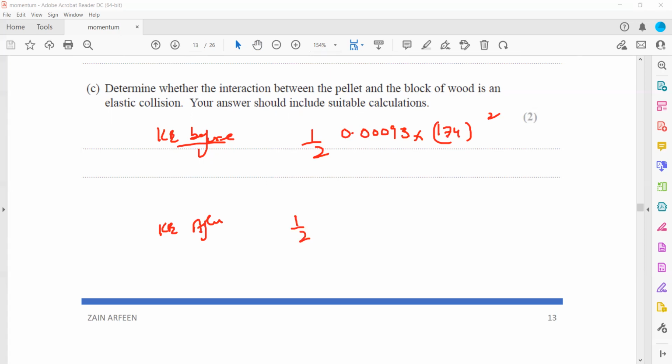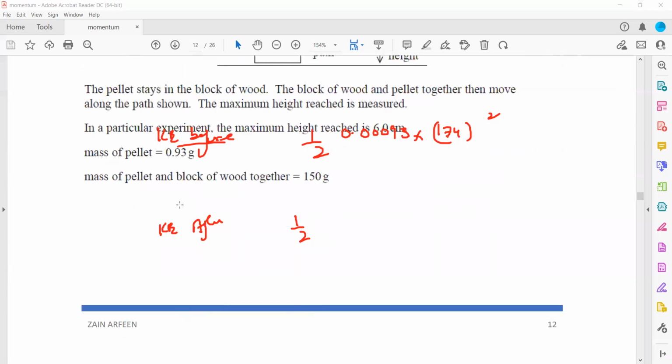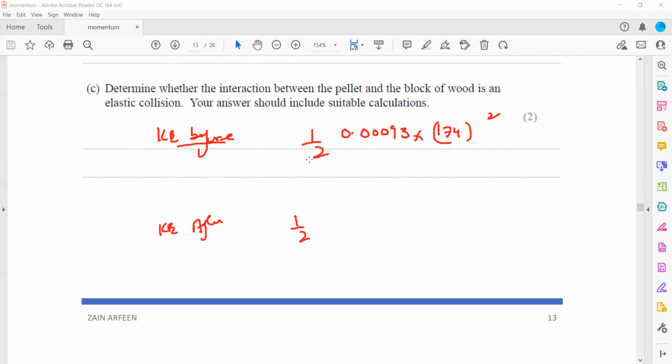And the kinetic energy after will be half the mass of the whole, which is the complete block and the pellet, as they stick together and move together, which is 150 gram or 0.15, into the speed at which it moved. So the speed at which it was moving is equal to 1.08. That was the speed at which both moved together, and then 1.08 square.